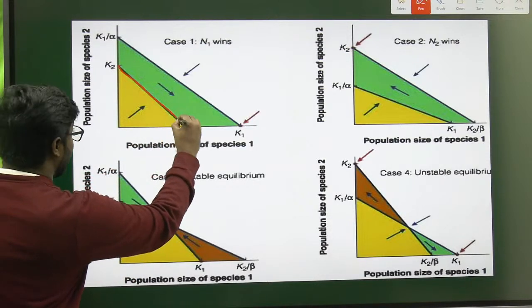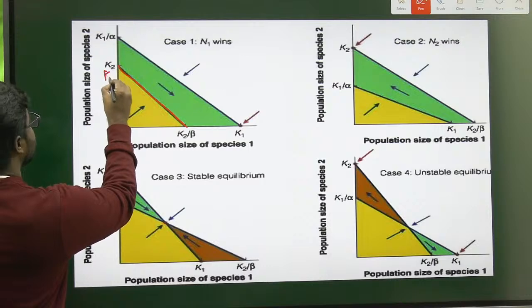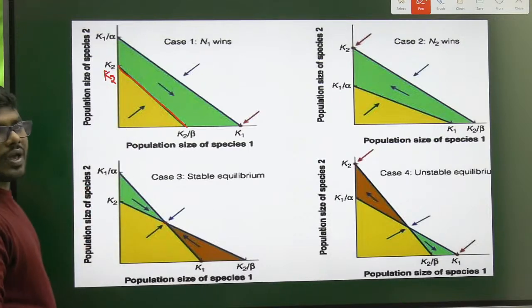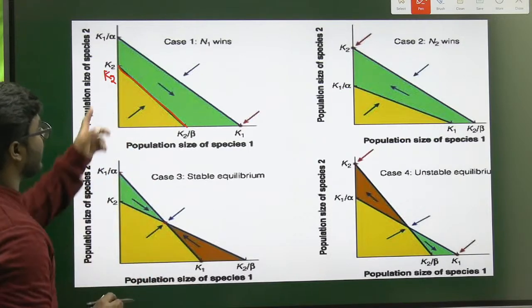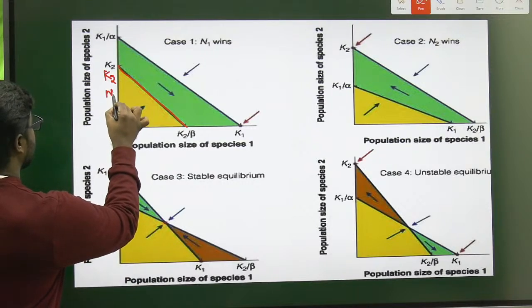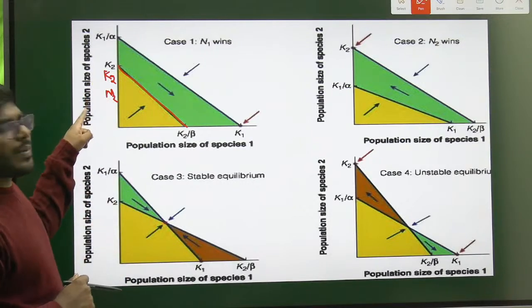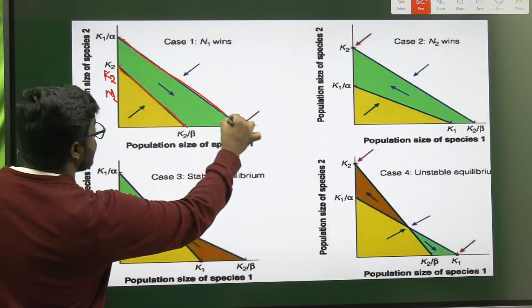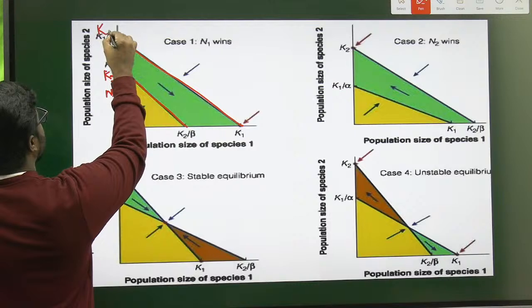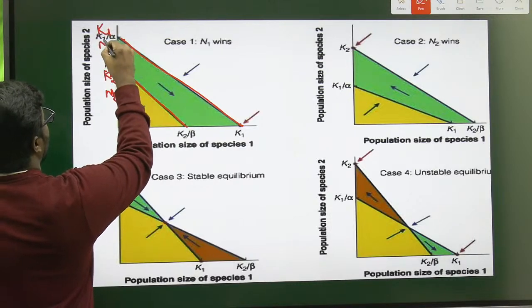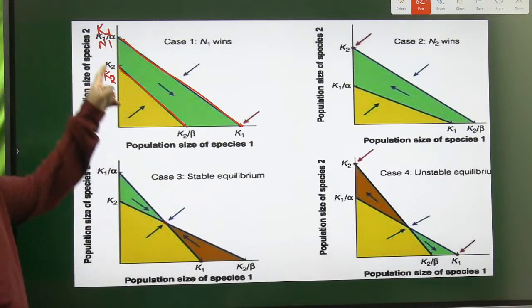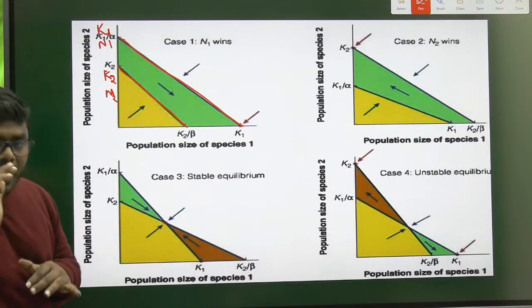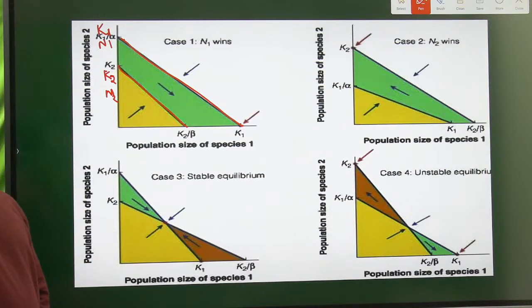This is the isocline point for species K2. Sometimes you can also call it N2. K2 is the carrying capacity, N2 is the species. Now friends, this is the isocline point for K1 or N1. K1 is the carrying capacity of species 1. Now I want every one of you to look into the diagram carefully.